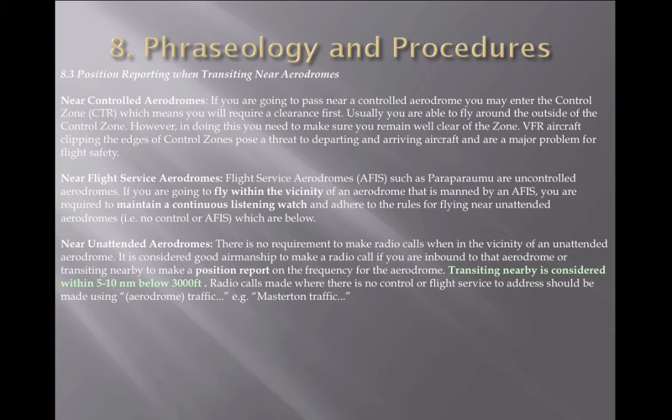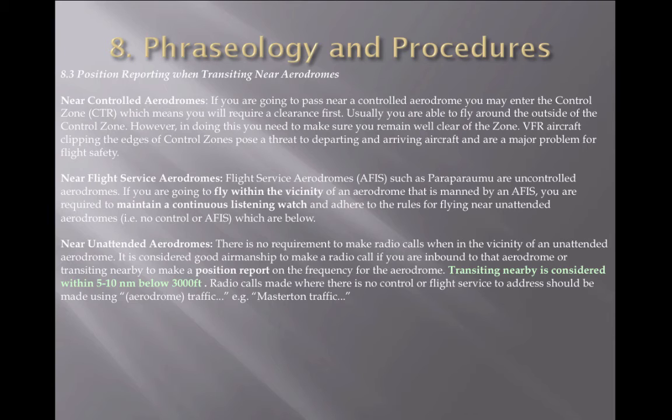Near controlled aerodromes. If you are going to pass near a controlled aerodrome, you may enter that control zone, which means you will have to request clearance first. Usually you're able to fly around the outside of the control zone. However, in doing this, you need to make sure you remain well clear of the zone. VFR aircraft clipping the edges of a control zone pose a threat to departing and arriving aircraft and are a major problem for flight safety because they don't know you're there.